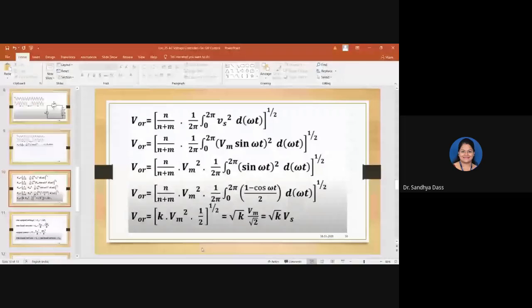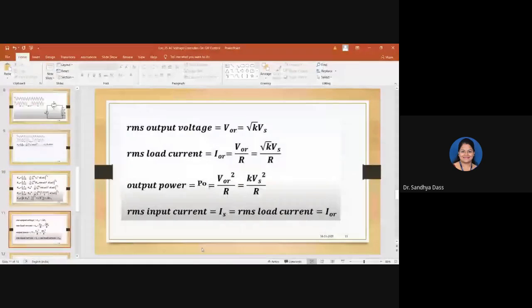All right, next, RMS output voltage. As we have just now derived, it is given by root of k into Vs. RMS load current, obviously I naught R, is given by V naught R by R, just dividing by R. So this is the expression, please note down. Once you have the expression, when I give a problem, you should be able to substitute values and give me the answer immediately. That is what I'm expecting here.